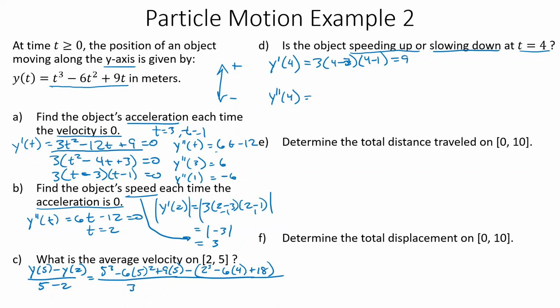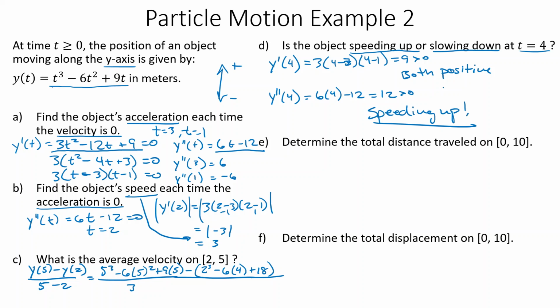The acceleration function is right there. So we get 6 times 4 minus 12. So that's 24 minus 12 is 12. They are both positive. 9 is greater than 0, 12 is greater than 0. So that means we are speeding up. They have the same sign, so we're speeding up. If you're doing this on the AP exam, that's what we're looking for. You want to state that they're both positive, so it's speeding up. If they had different signs, it'd be slowing down.